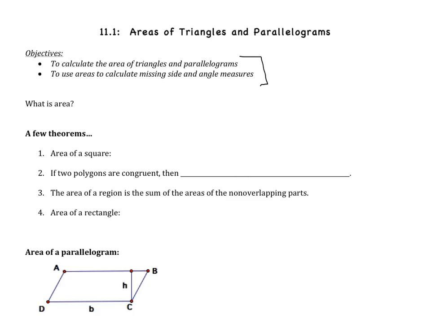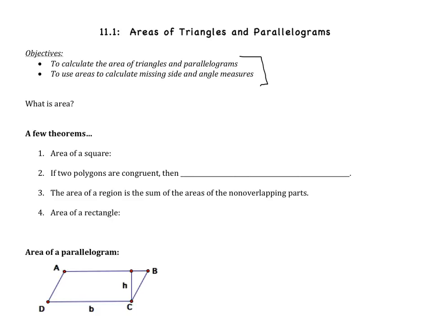So we're going to go two ways. I'm going to give you the sides and the angles, you're going to find the area, and then we're going to go backwards. I'm going to give you the area, you're going to find the sides and angles. First thing we should probably talk about, considering that the entire chapter is about area, is what exactly is area?